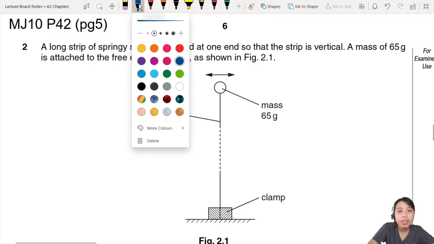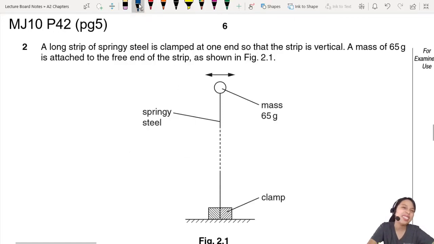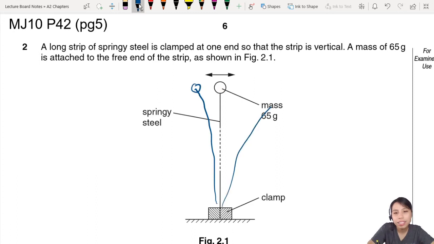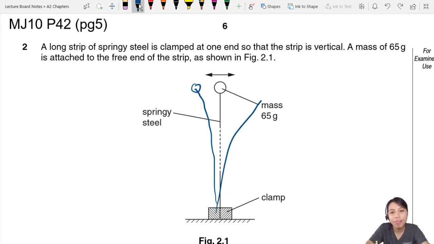So, what do we have here? A long strip of springy steel is clamped on one end so the strip is vertical. A mass of 65 grams is attached to the free end of the strip as shown. This thing is going to do some funny wobbly motion like that. It's going to wobble back and forth.